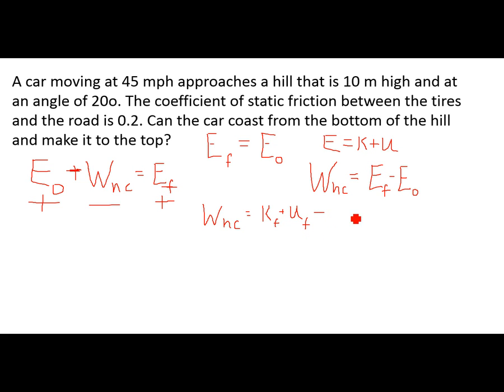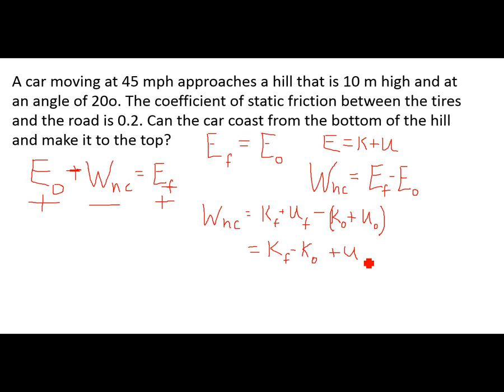All right, minus. Okay, now E0 is K0 plus U0. All right, now let's rearrange this a little bit. Okay, K final minus K0, plus U final minus U0.